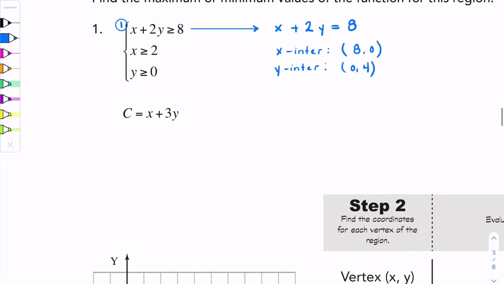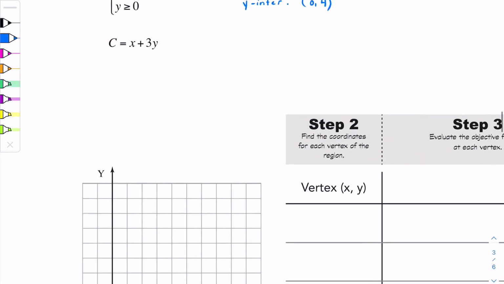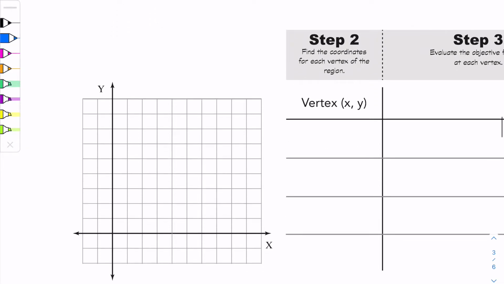We come down to the graph and plot both of these intercepts. On the x-axis, we plot a point at 8. On the y-axis, we plot a point at 4.